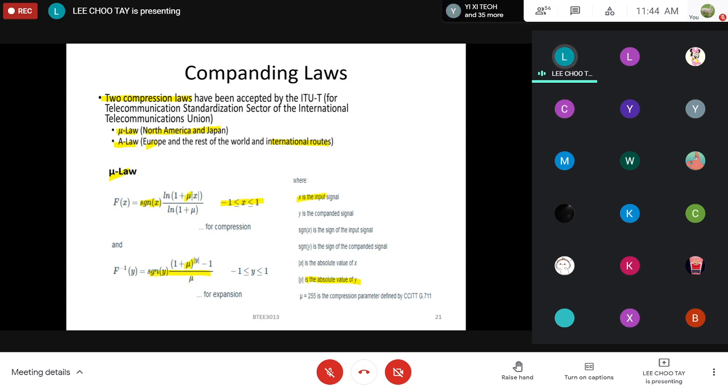The sign of y will follow the sign of the y that you receive. So if y is positive, the sign is positive; if y is negative, the sign is negative. When you perform your expansion, you have to make sure your y amplitude, or signal level, is normalized to plus one and minus one. So what is the standard value for mu? It is 255, normally used if you follow the CCITT G.711 standard.